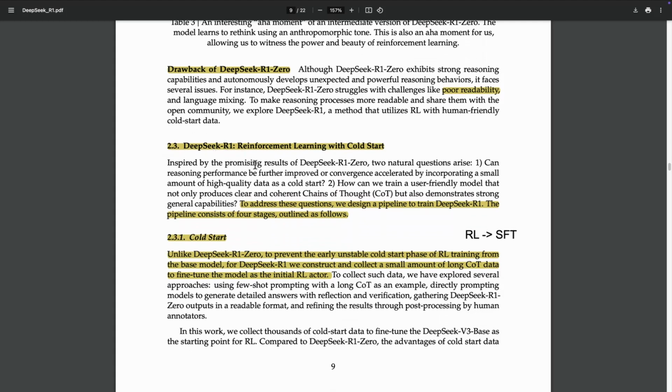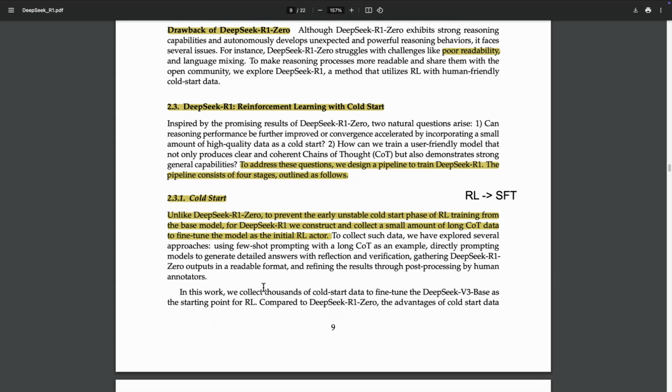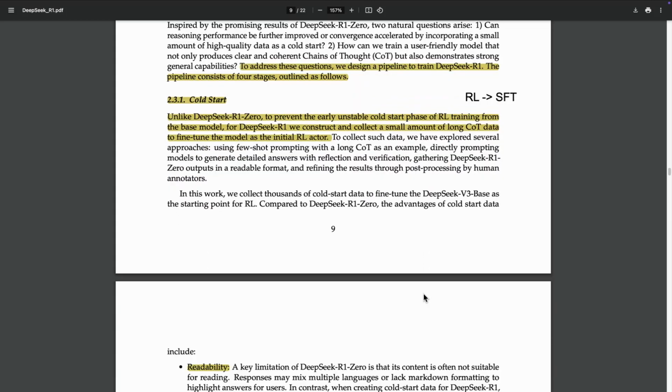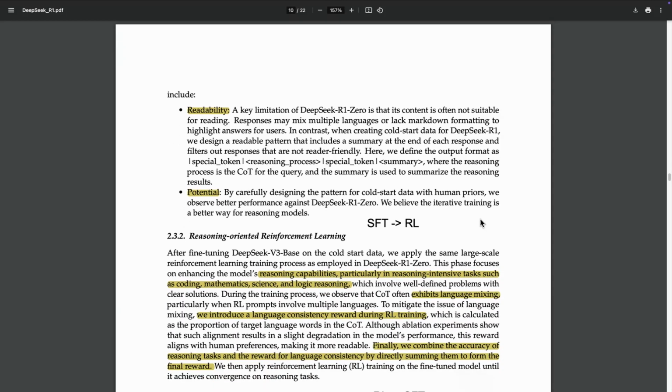So the first part is going to be reinforcement learning with cold start. Okay, so that's basically going from RL to SFT. So the DeepSeek-R1.0 is not something we're going to throw away. It's something we're actually going to build on top of. And that's kind of the idea here. So you can see here it says we collect thousands of cold start data to fine-tune DeepSeek V3 base as a starting point for RL. And compared to DeepSeek-R1.0, the advantages of cold start data include the readability part, and also some other things that I mentioned here. And then they go from the supervised fine tuning to RL.